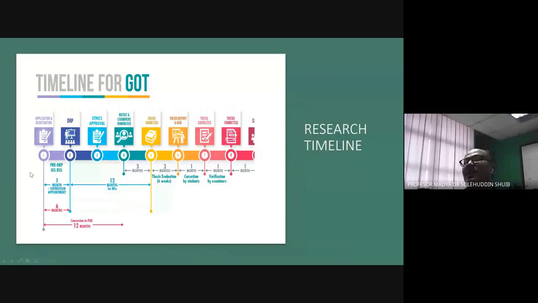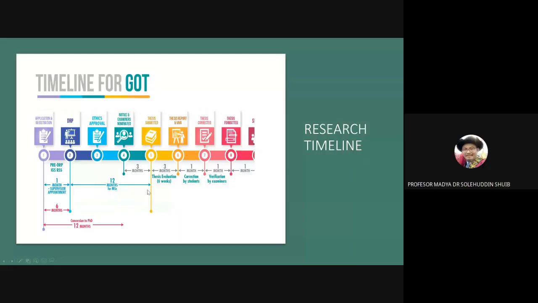Starting from the registration, we have how many steps here? We have 1, 2, 3, up to step 9. For master, starting from the appointment, at six months they start to do DRP, and then in the 12th month the thesis has already been submitted, and then thesis evaluation.